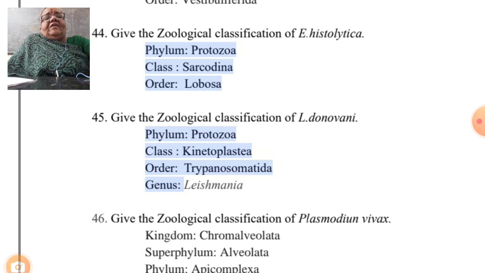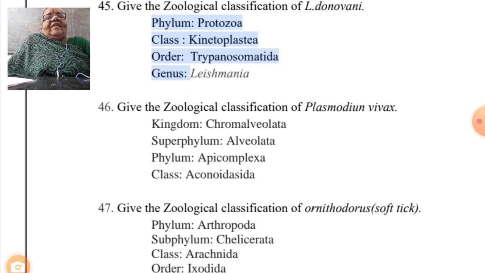The next animal is L. donovani, that is Leishmania donovani. This is also a protozoan parasite belonging to the class Kinetoplastea, order Trypanosomatida, genus Leishmania, species donovani. It causes a disease called Kala Azar. In other words, it is called Leishmaniasis. Okay. How it looks like, I'll show the photograph at the end of my lecture.